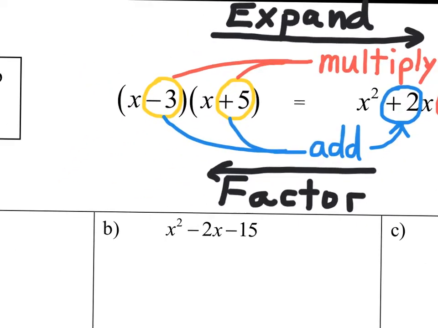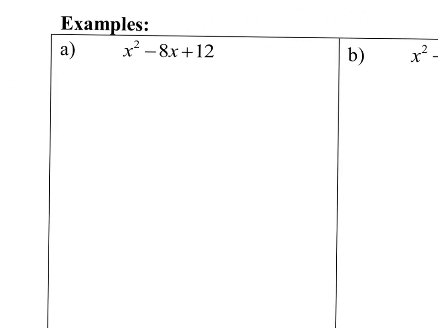So let's look at example A. Here we have an expression x squared minus 8x plus 12. This is in the standard form. Let's factor it. In order to do that, we need to know two numbers that multiply to +12 and add to -8.